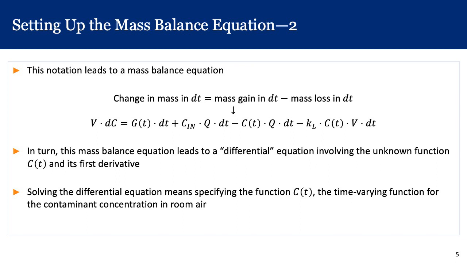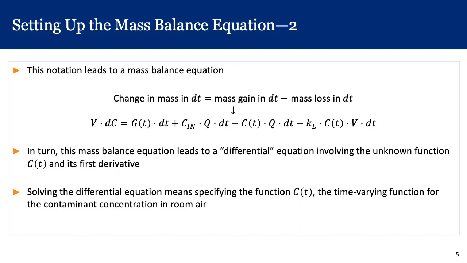So we have essentially accounted for all the mass. So the mass gain terms minus the mass loss terms is equal to the change in the mass in the room air. It's a simple accounting of the mass, but since we are using this accounting for an infinitesimal instant of time, this leads to what is known as a differential equation involving the unknown function C as a function of time, which is the room concentration, and its first derivative, which is the dc.